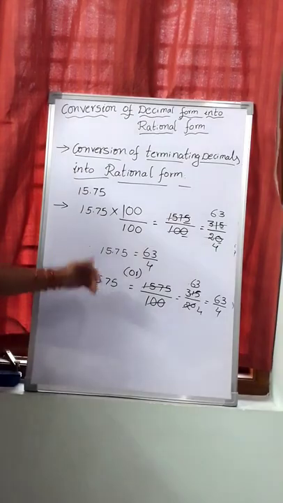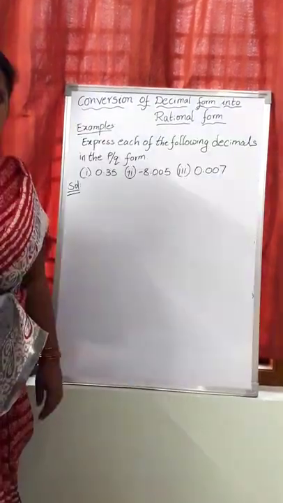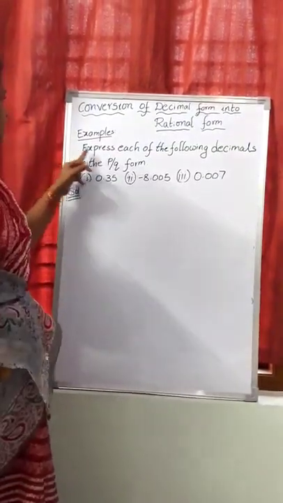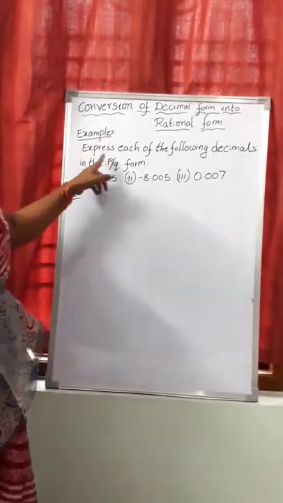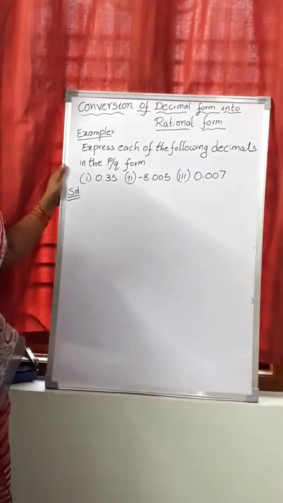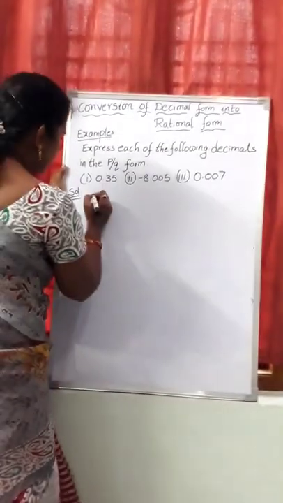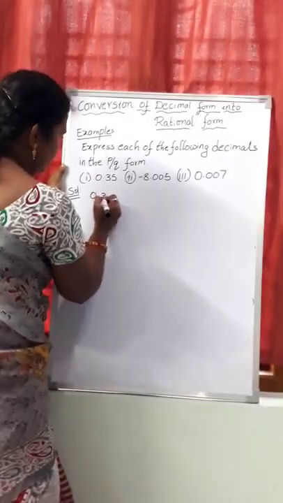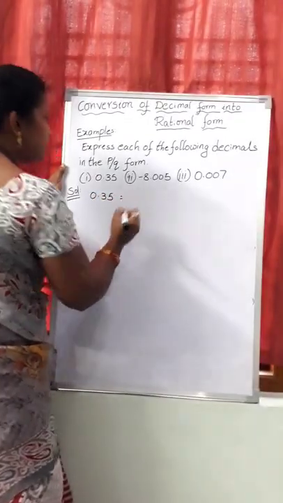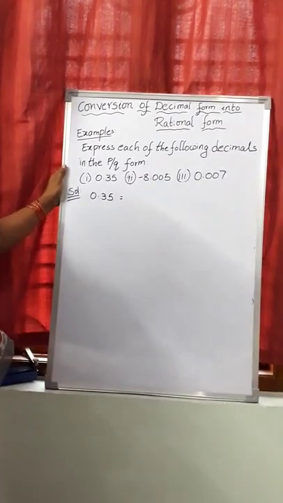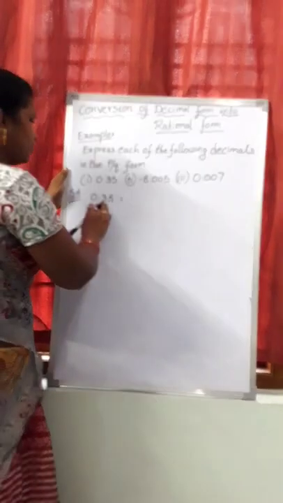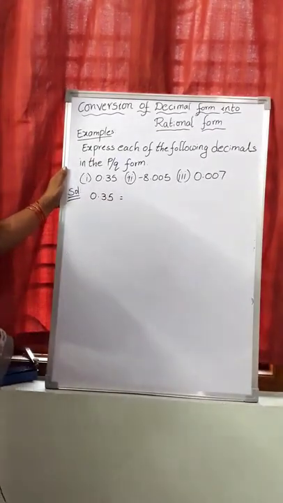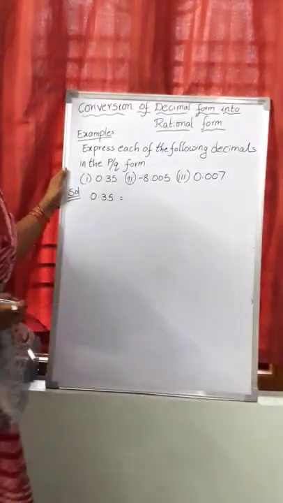Okay, now let us see some more examples. Now see this example. Express each of the following decimals in the P by Q form. Here are given some of the numbers. See this one. The first one is 0.35. So it is a terminating decimal. And here we have to observe how many decimal places are there. We are having 2 decimal places.